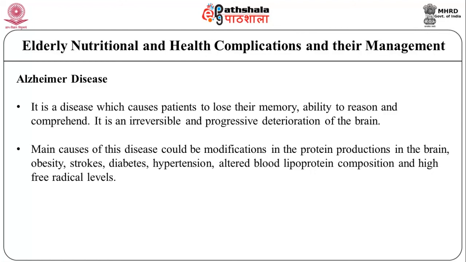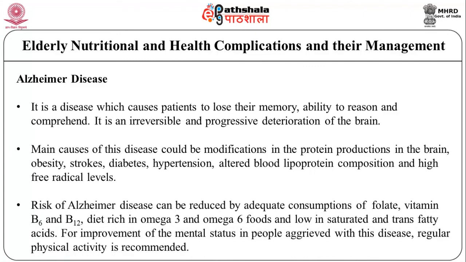Sufficient intake of antioxidant nutrients such as vitamin C and vitamin E could defend the body from the damaging effect of free radicals. The risk of Alzheimer's disease can be reduced by adequate consumption of folate, vitamin B6 and B12, a diet rich in omega-3 and omega-6 foods, and low in saturated and trans fatty acids. For improvement of the mental status in people suffering with this disease, regular physical activity is recommended.